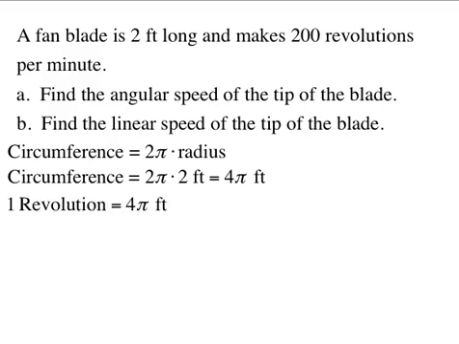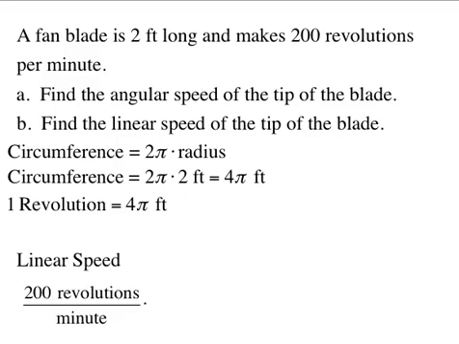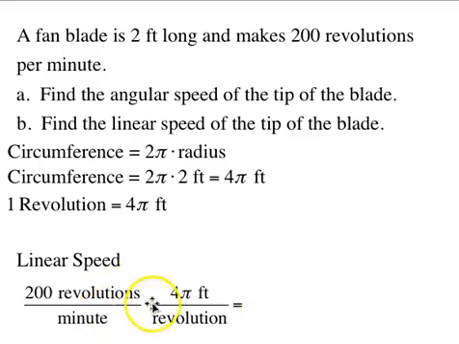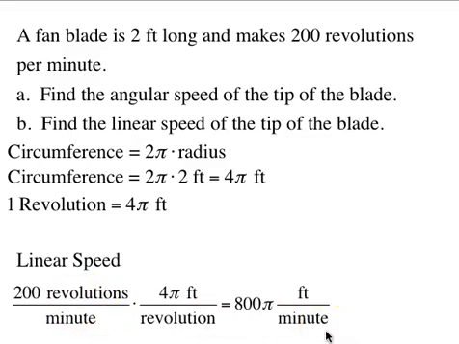So recognizing that fact, we can go ahead and find our linear speed, starting with 200 revolutions per minute times. We want to convert revolutions to feet. 1 revolution is 4 pi feet, since the circumference is 4 pi feet. Revolutions on the bottom, feet on the top. 4 pi feet is 1 revolution. Revolutions cancel. 200 times 4 pi should be 800 pi feet per minute. And that is our linear speed.